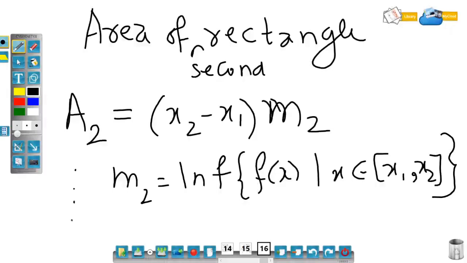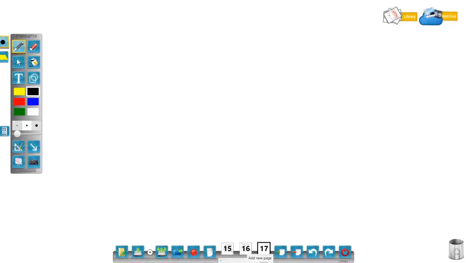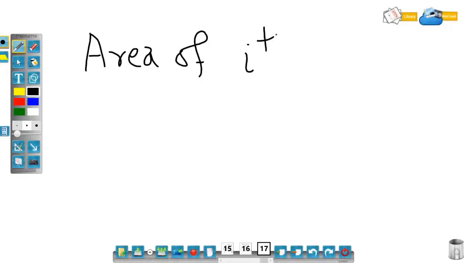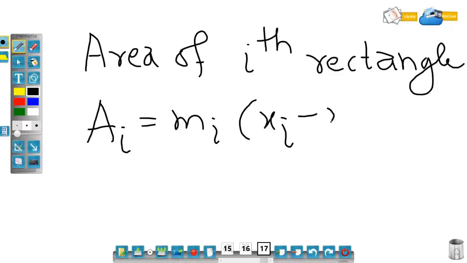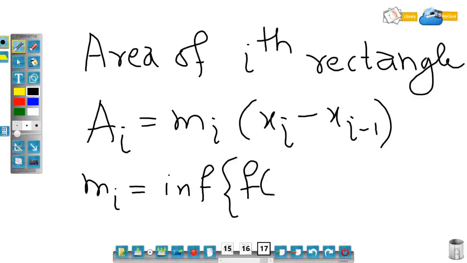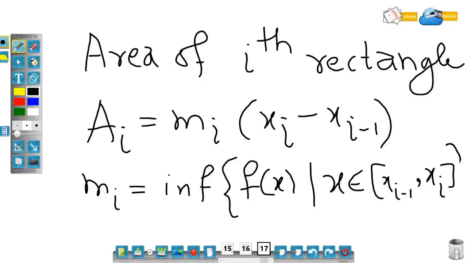So continuing in this way, the area of my ith rectangle is nothing but ai, that will be small mi times xi minus xi-1, where small mi is equal to the infimum of my function f(x), such that x belongs to [xi-1, xi], like that.